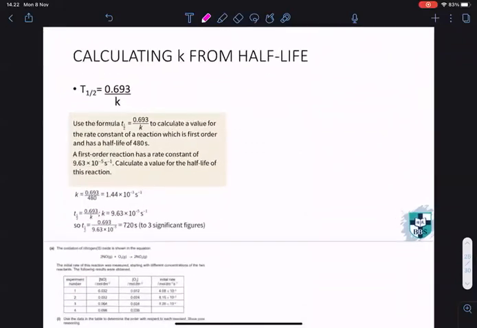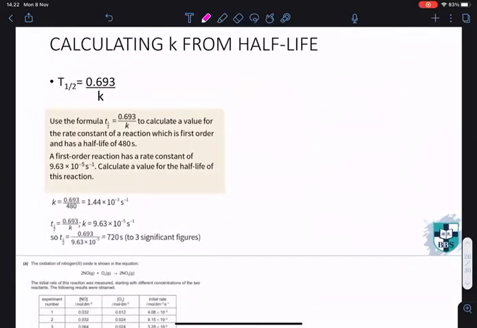Now the last part I want you to know is calculating K from half-life. You can use this formula: half-life is 0.693 divided by K, where K is the rate constant. This is applicable only for first order reactions. So for example, if this is first order, you can just apply the formula. You can calculate K, or you can calculate the half-life. I don't want to go into detail. This is straightforward. The only thing you need to remember is the formula: memorize it and then apply it. Quite simple.